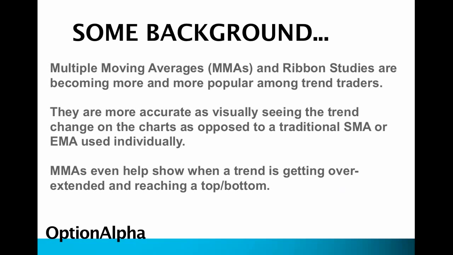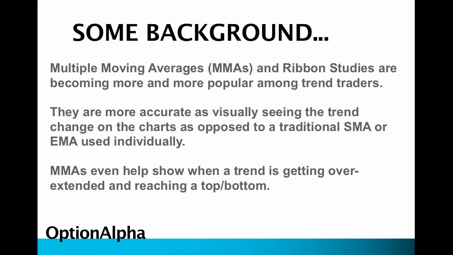So some background, we all know that multiple moving averages are all over. They're the easiest thing to use, moving averages, simple moving averages, exponential moving averages, and they're accurate and they're visual, so they're easy for everyone, right? They're a very beginner tool. But multiple moving averages even help show when a trend is getting overextended or reaching a top or a bottom. And that's what we're really going to be looking for when we talk about ribbon studies.